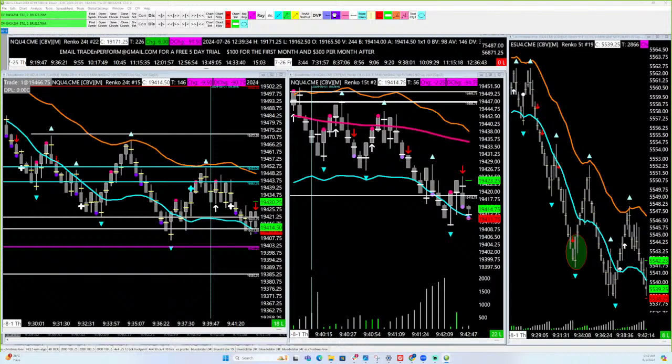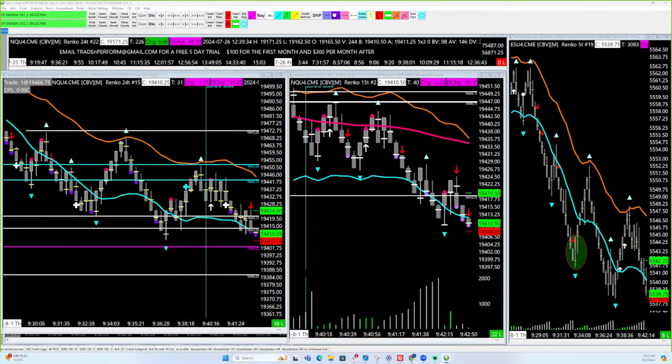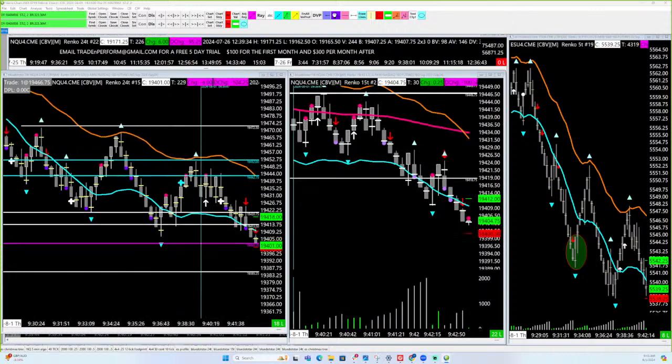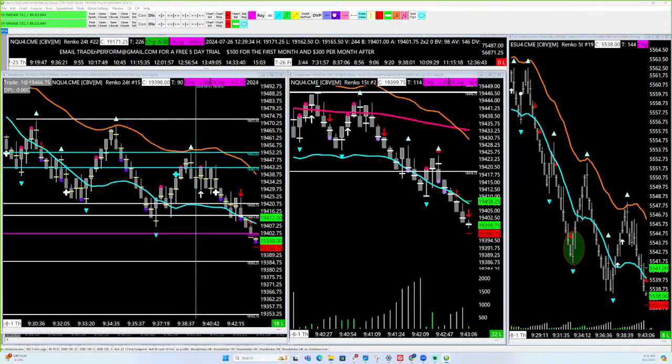I have a 10-point stop on that. Looks like it's going to get hit. It is hit. Okay, and I'll take one more shot on the long side here. So 1950 again.